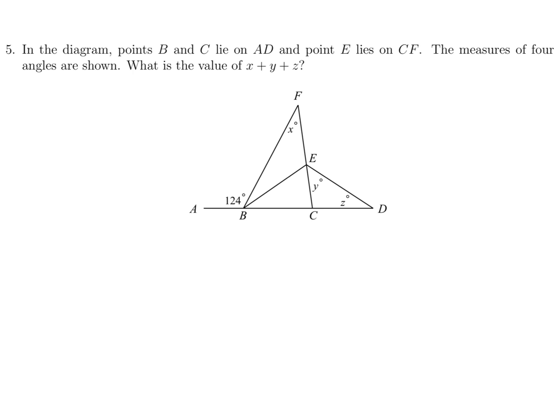In the diagram, points B and C lie on AD and point E lies on CF. The measures of 4 angles are shown. What is the value of x plus y plus z? So this is what you call angle chasing. And let's do that. All right, where do you want to start first here?